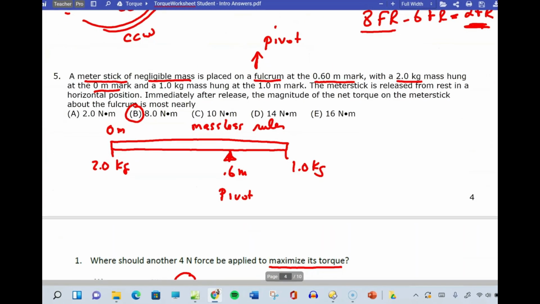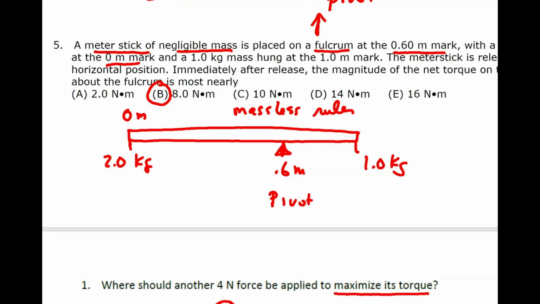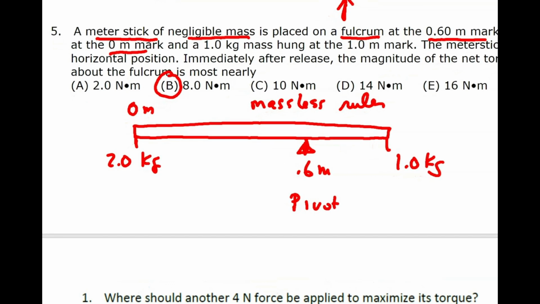And there you go. A meter stick of negligible mass, so small it doesn't matter, on a fulcrum at the 0.6 mark. See that over here? A fulcrum is a pivot point or a balancing point right there. With a 2 kilogram mass hung at the 0 mark, and a 1 kilogram mass hung at the 1 meter mark. The meter stick is released from rest in a horizontal position. Immediately after it's released, the magnitude of the net torque on the system is what?